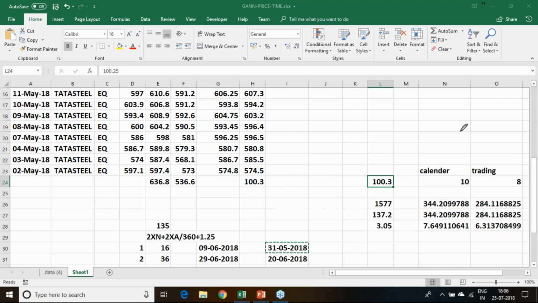Now coming to the second formula. So numbers falling in the same degree line. So which are the numbers falling in the 137 degree line? So many numbers will be falling in the same degree line. So I will be starting with the 1. So here is the formula: 2 into n plus 2 into a divided by 365 plus 1.25, and this needs to be taken as a square.